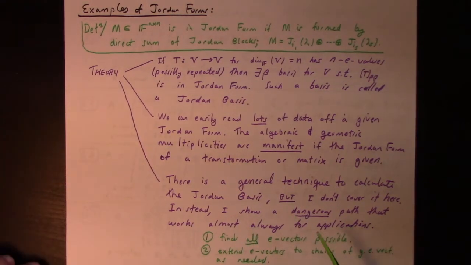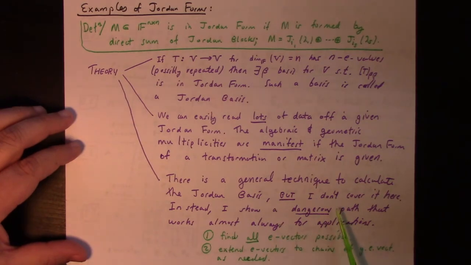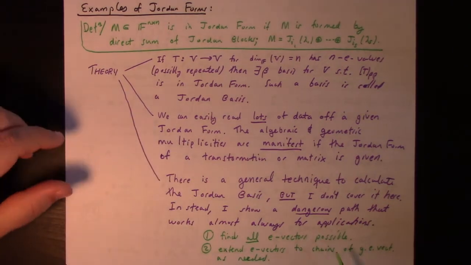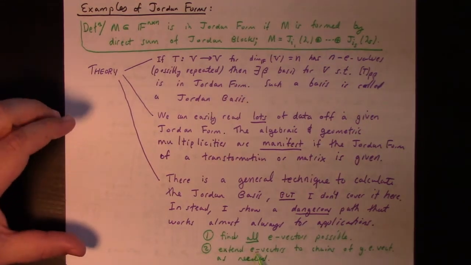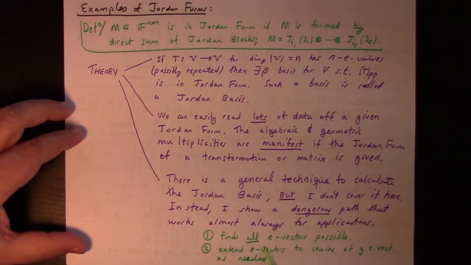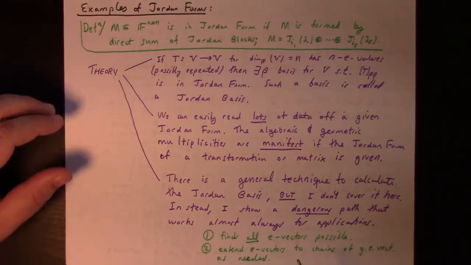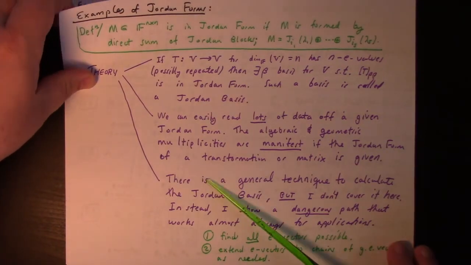And finally, there is, in fact, a general technique to calculate the Jordan basis for a given transformation or matrix, but I actually don't cover that in your course. Instead, I show you a dangerous path that works almost always for applications. I'll show you a couple examples today, but basically the algorithm is simply, first, find all the eigenvectors that you can, and then second, extend the eigenvectors that you got to chains of generalized eigenvectors as needed. That'll get you into trouble in general, but for us it'll work.